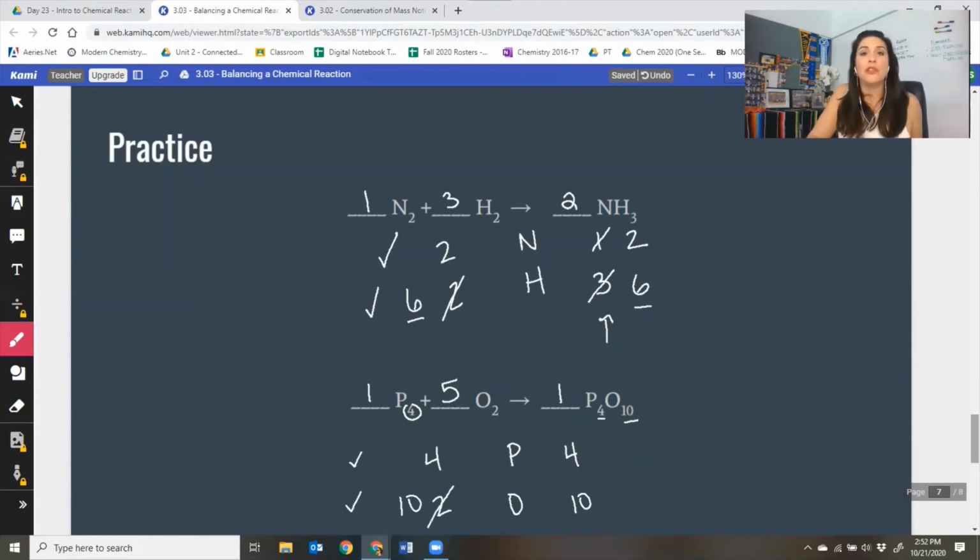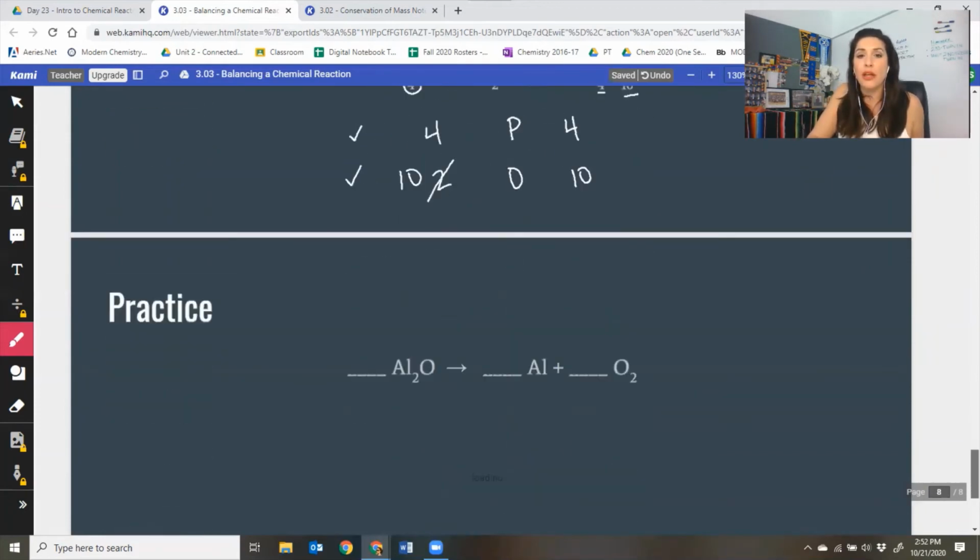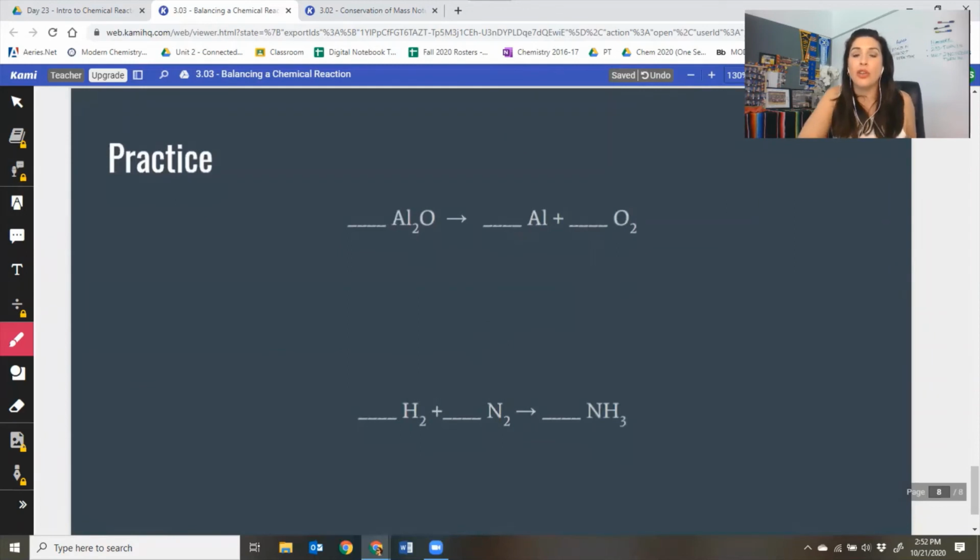All right, so I would like you to pause the video and try the following problems on your own. As always, write out your atomic inventory before and after for the products and the reactants. And from there, try to adjust the coefficients in these blank spots so that the number of atoms is the same on the product side as it is on the reactant side. Let's see how you do.